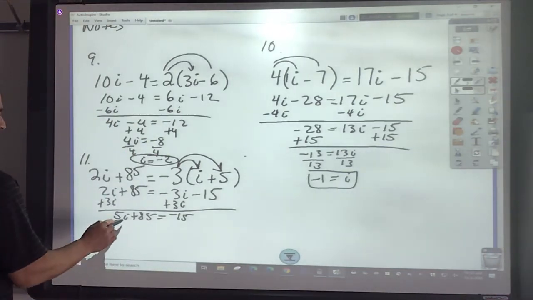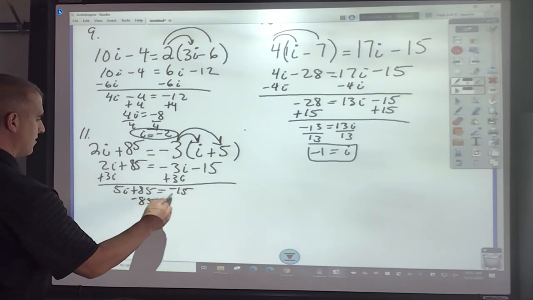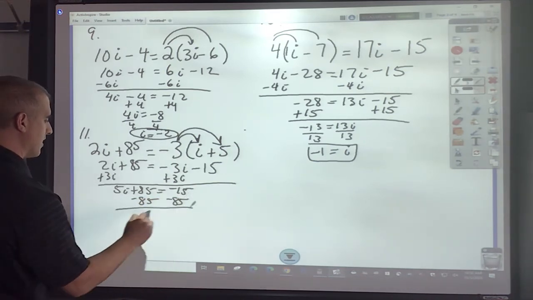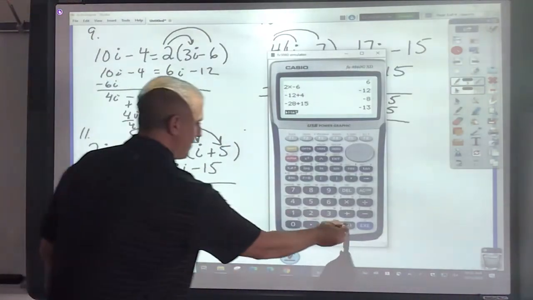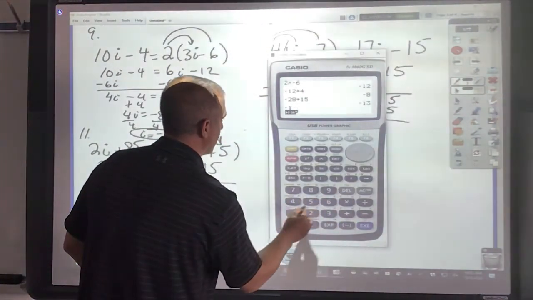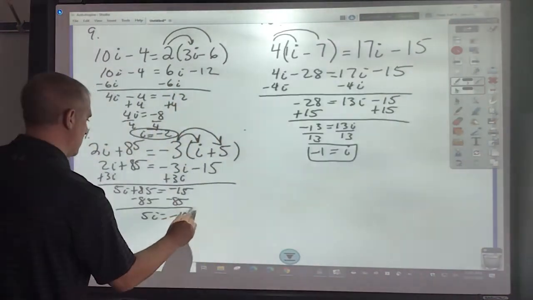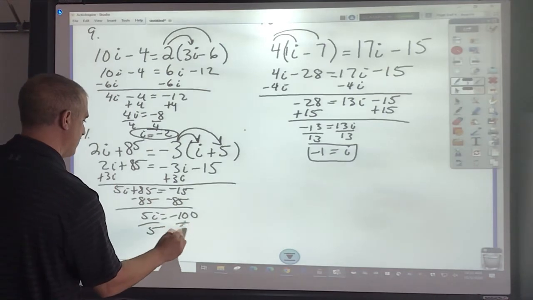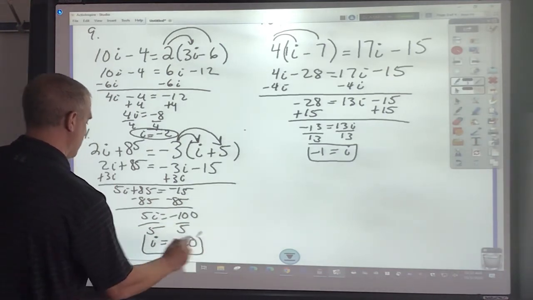So then what I want to do is, choosing between 5 and 85, I want to subtract the 85. So I got 5i equals negative 15 minus 85. Really watch your signs there. Negative 15 minus 85 is negative 100, divided by 5. i equals negative 20.